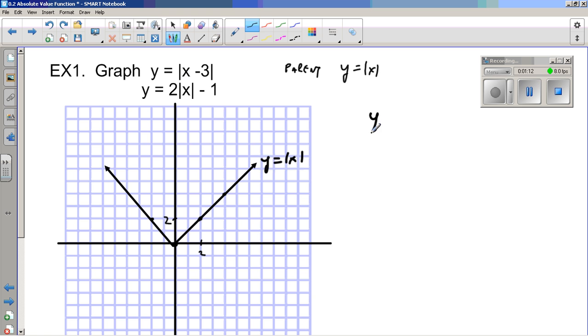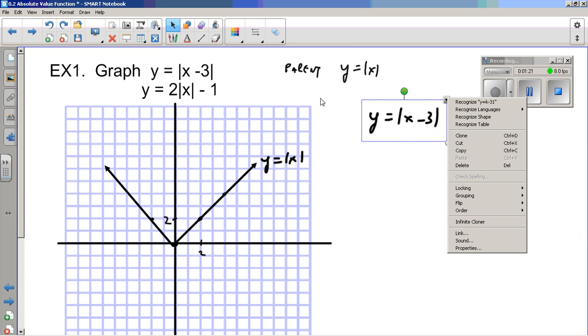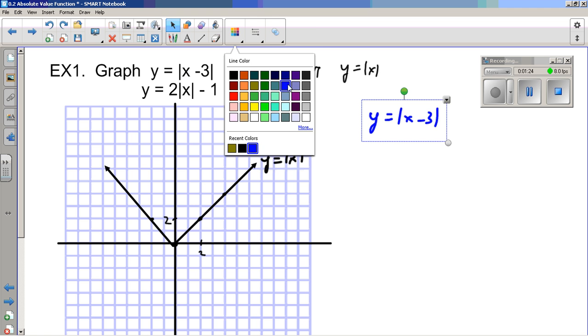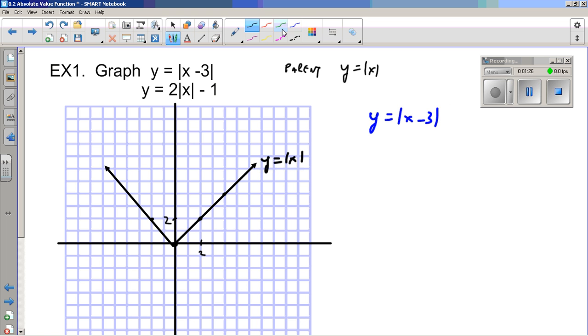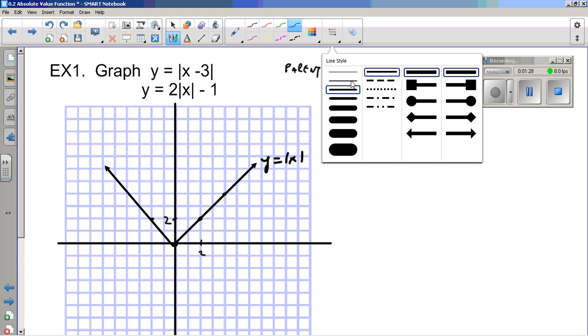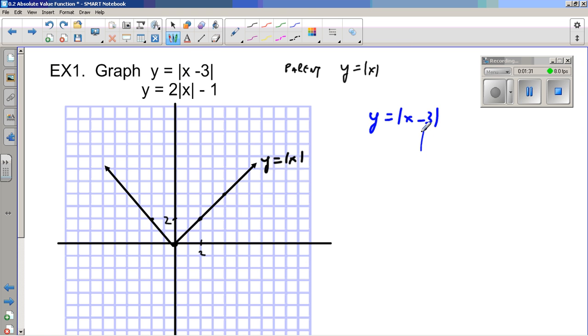So this next one then, what's happened to it? I'm going to maybe make it blue just so I can tell the difference between the two graphs. Well, the -3, that's the difference, isn't it? That's -3. What does it do? Well, since it's in with the x, in with the x means it's going to do something in the direction of x, right? So it's a horizontal something. Is it a stretch? Is it a squish? Is it a move left or right?